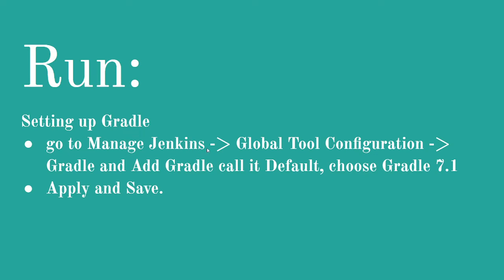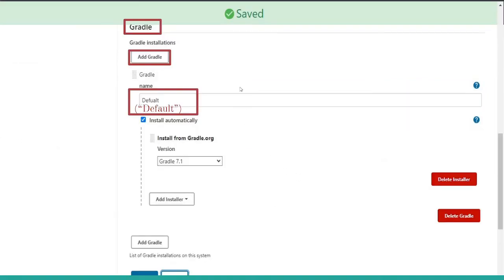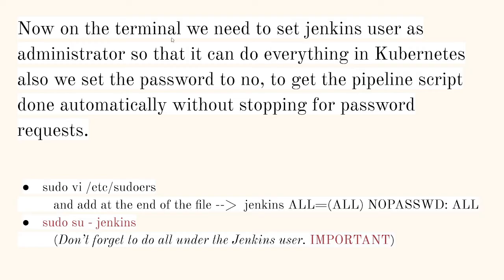So inside Jenkins, we're gonna set up Gradle. So we're gonna go to manage Jenkins, global tool configuration, Gradle. Add Gradle, call it default, and choose 7.1 and apply and save. So here, manage Jenkins, global tool configuration, we click on it. And after here, we choose Gradle, add Gradle, we call it default. We click on install automatically and we choose the package 7.1. And we save it.